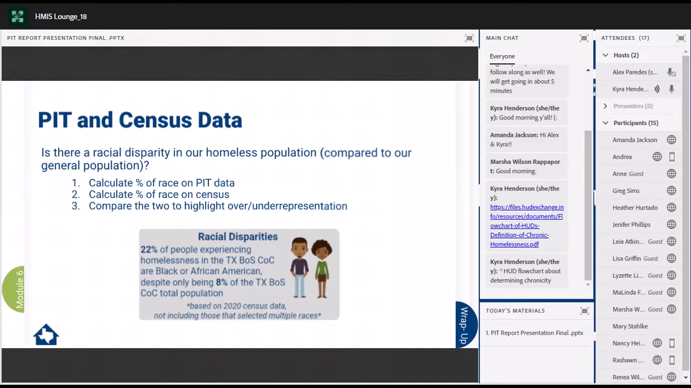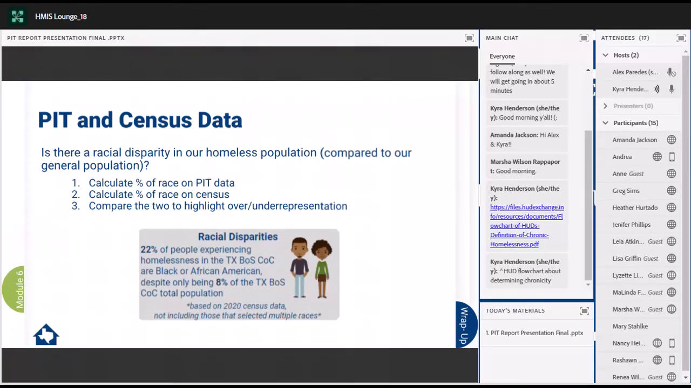This is a really valuable analysis to do because it can highlight demographic disparities across race, gender, and/or ethnicity. On the screen, you will see a screenshot of the racial disparity we are seeing in the Texas Balance of State Geography using the current year's PIT data, as well as the most recent census data from 2020.